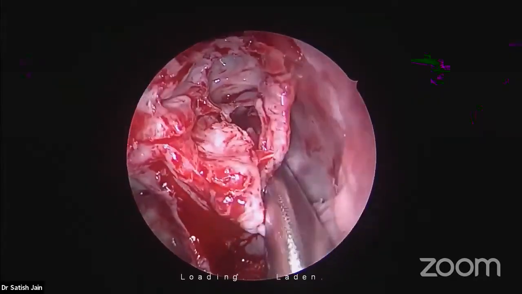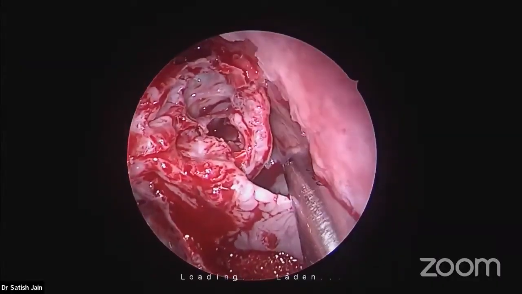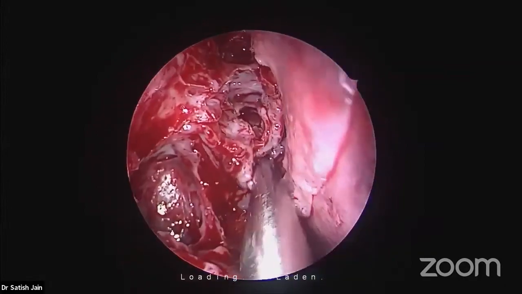Medial to the superior turbinate. See that? This is the nasal septum. This is the superior turbinate. Now, where to look for the sphenoid ostium?